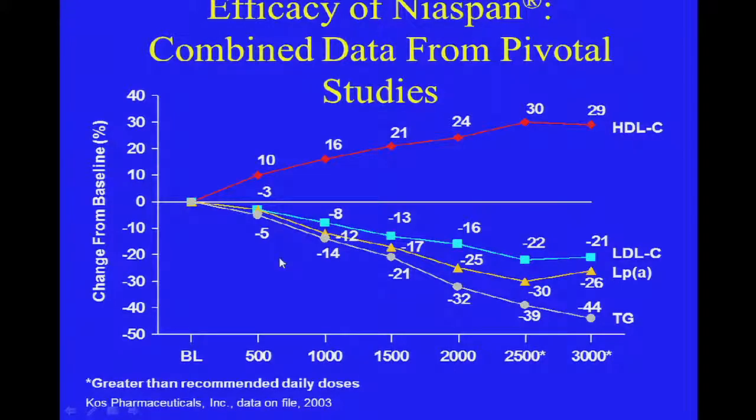If you look at the LDL, and you're seeing that going down here, by 2,000 you're down 16%. It's not very powerful. It's not huge, but it is something. The main thing is the rise in HDL, which you're seeing here, and it goes up and it stays up like that.